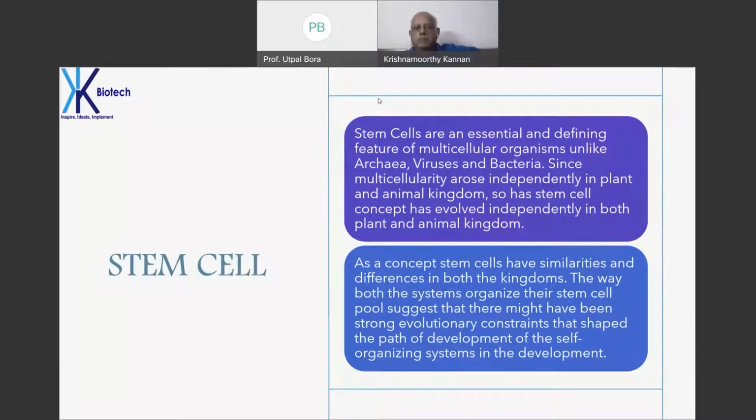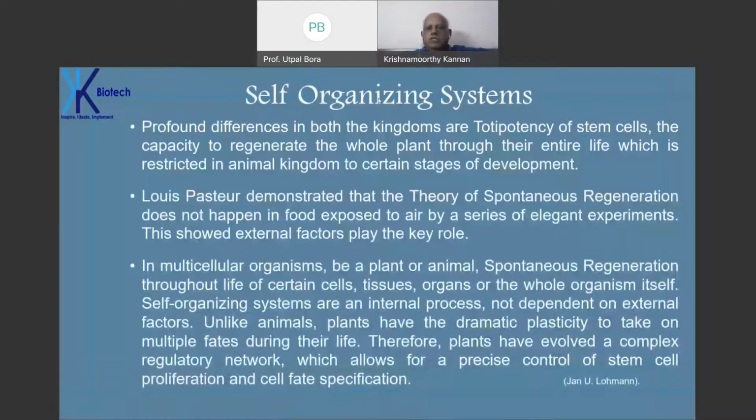So as a concept, stem cells have similarities and differences in both animal and plant kingdom. And I told you it is unique to multicellular organisms. The way both systems organize their stem cell pool suggests that there might have been a strong evolutionary constraint that shaped the path of development. Because soon, I'll be showing you some nice experiments.